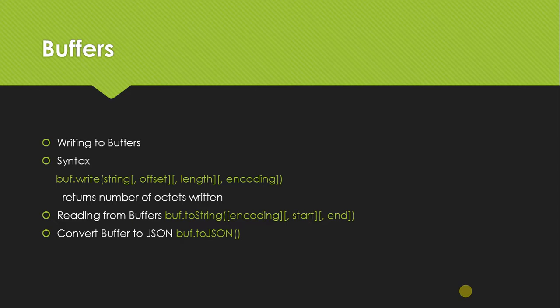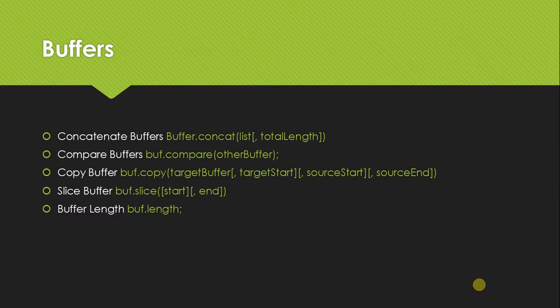Writing to buffers. The syntax for writing to a buffer consists of the string, offset, length and encoding parameters. The string parameter is the string data to be written to the buffer. Offset is the index of the buffer to start writing at. The default value is 0. The length is the number of bytes to write, and the default is buffer.length. And next, encoding is UTF-8 or any other encoding format which needs to be used when writing to the buffer.